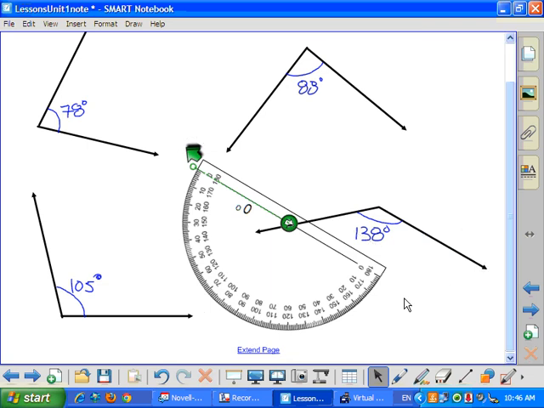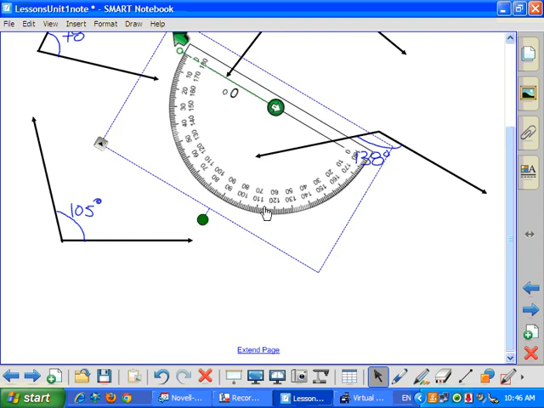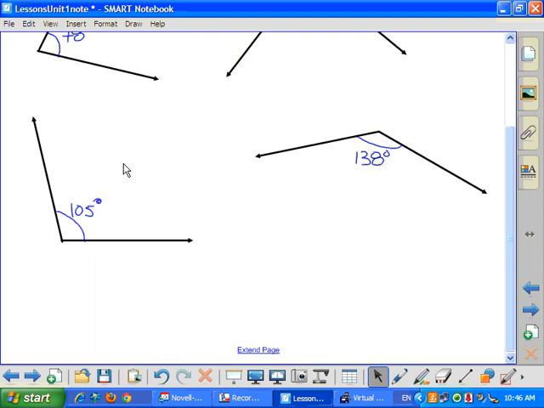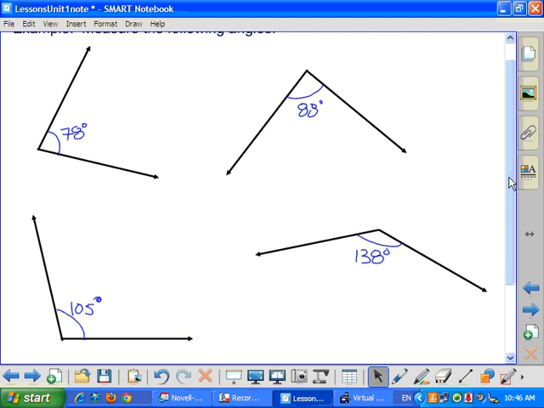Not always the easiest task, especially if you haven't used them before. It'll be a little bit frustrating off the start, but I promise that by the end of it, we'll have you a master of measuring angles. All right. We'll see you in a minute.